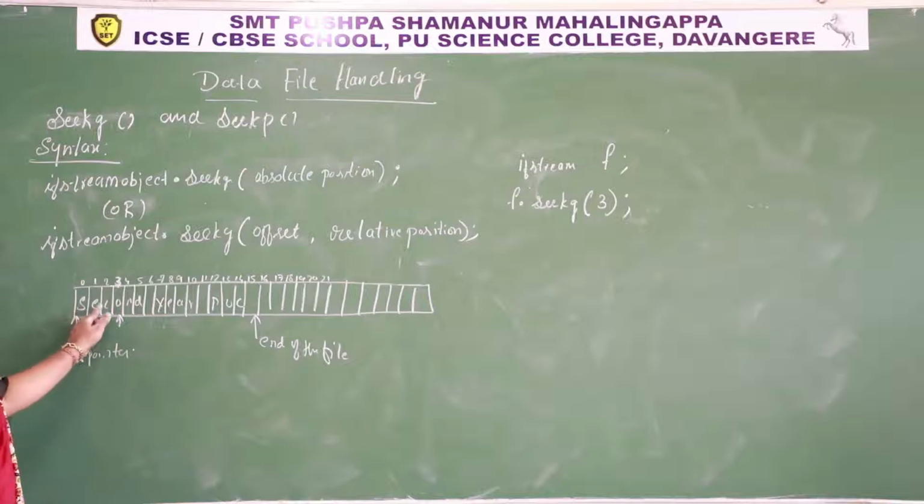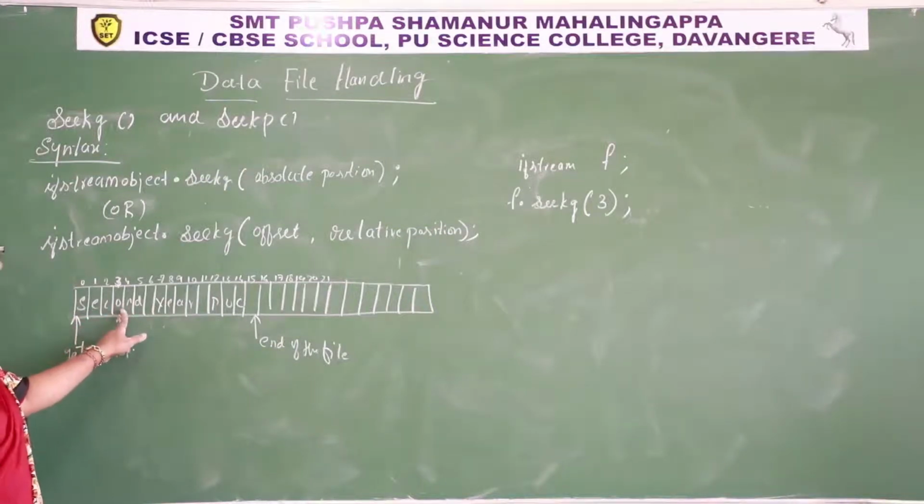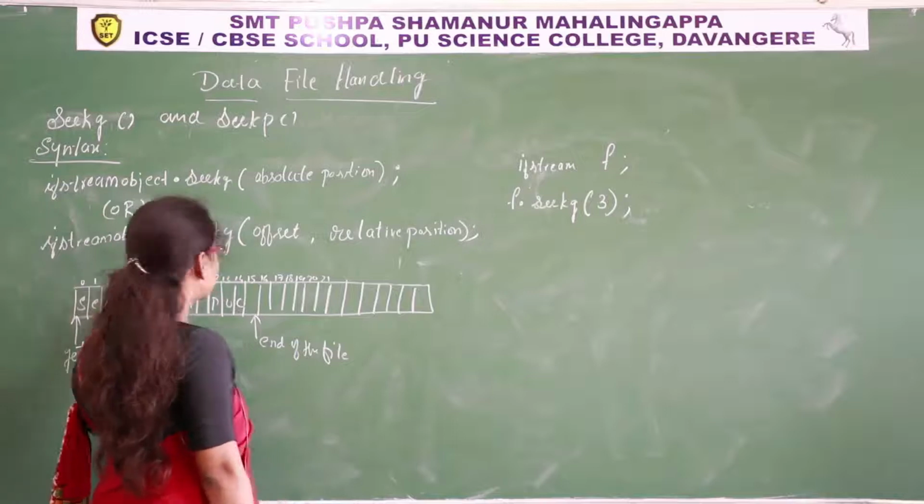So 1, 2, 3, 4. Offset is 4, but absolute location is 3.